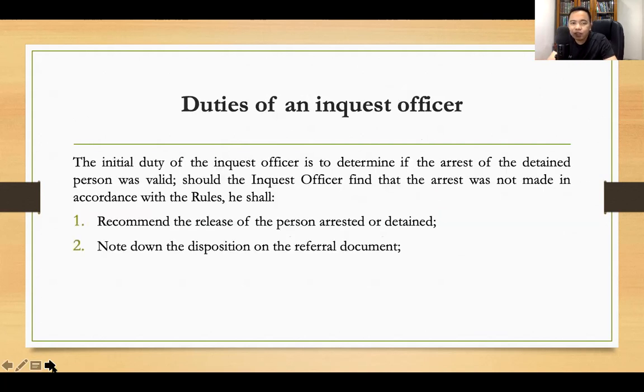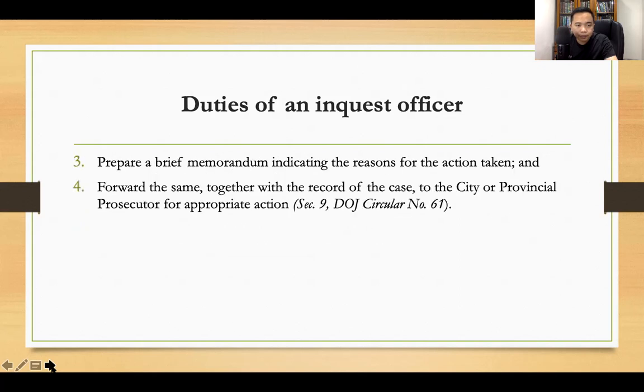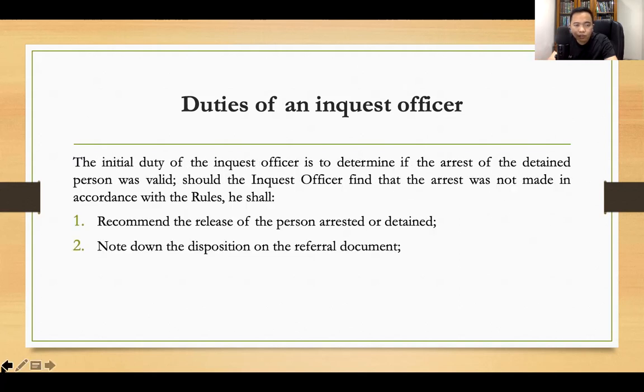Now, what are the duties of the inquest officer? Shall recommend the release of the person arrested or detained, or note down the disposition on the referral document. Now, the initial duty of the inquest officer is to determine if the arrest of the detained person was valid. Should the inquest officer find that the arrest was not made in accordance with the rule, he can recommend the release of the person.